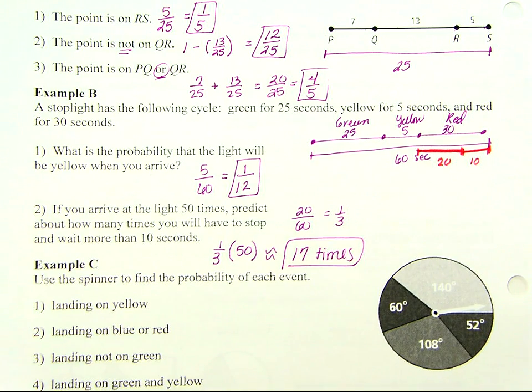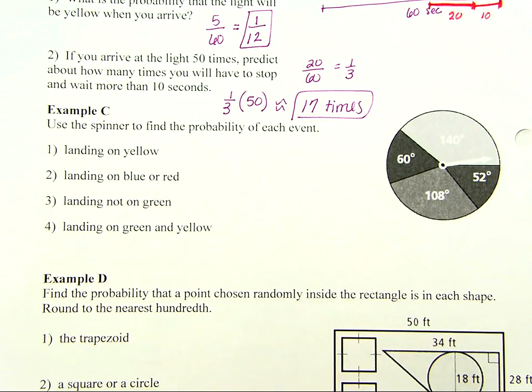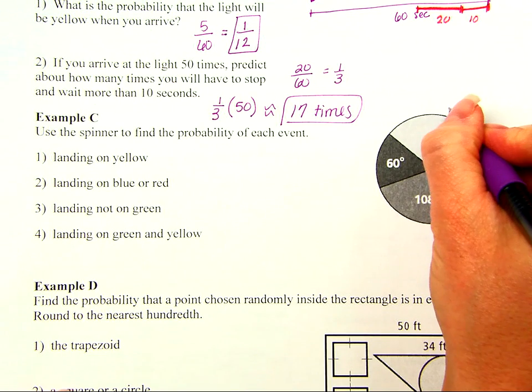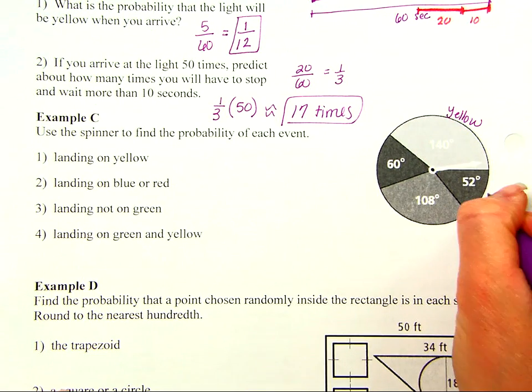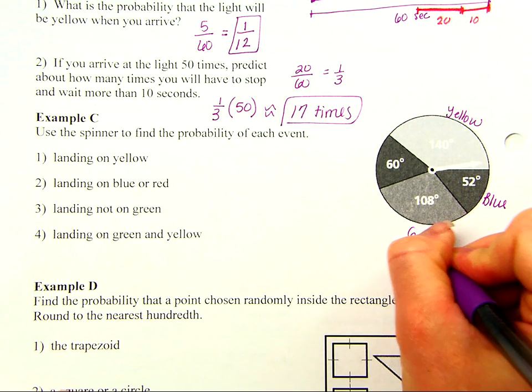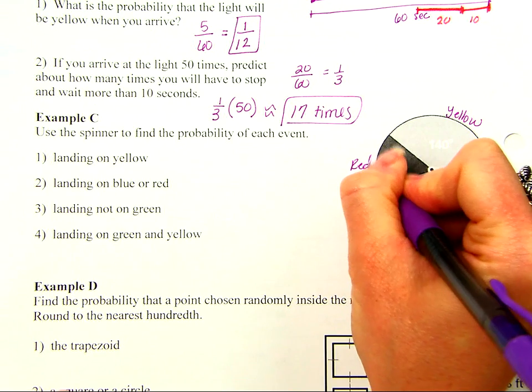Okay, let's take a look at example C. Here we're going to use our spinner for our probability. Our spinner, though, is going to talk about the colors. So we actually need to do some labeling. This big section up here with the 140 is going to be our yellow, followed by blue for 52. 108 is going to be green, and 60 is going to be red.